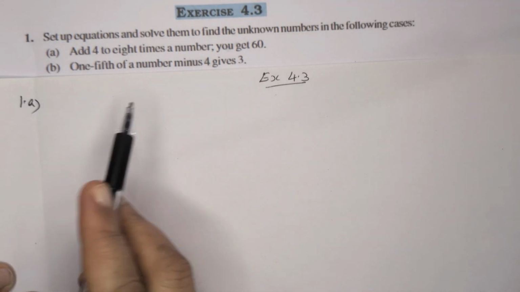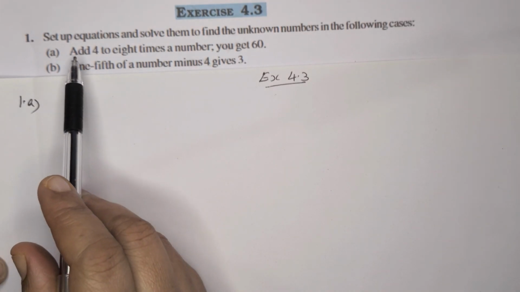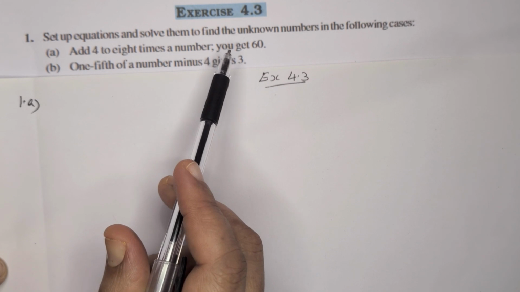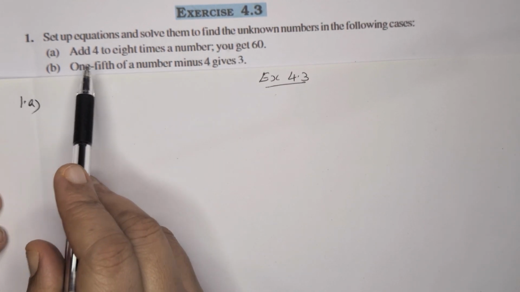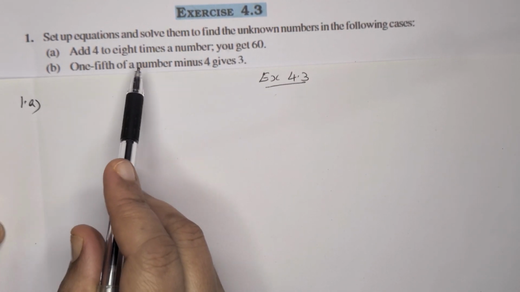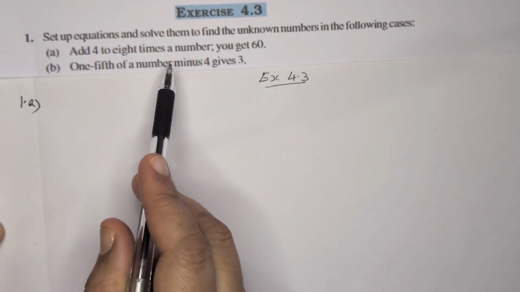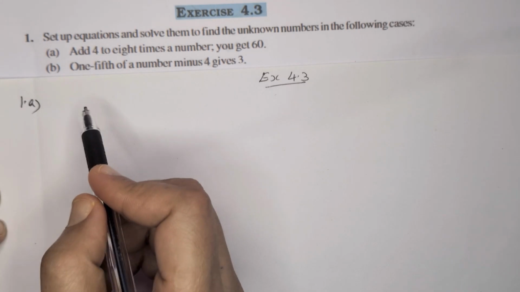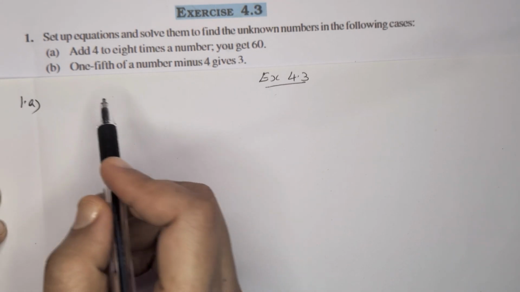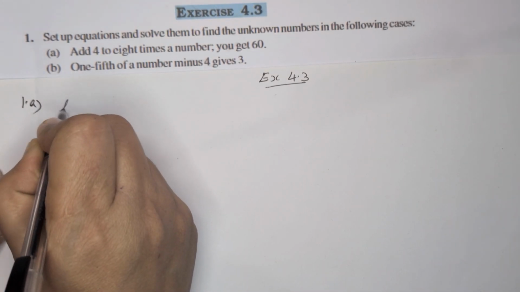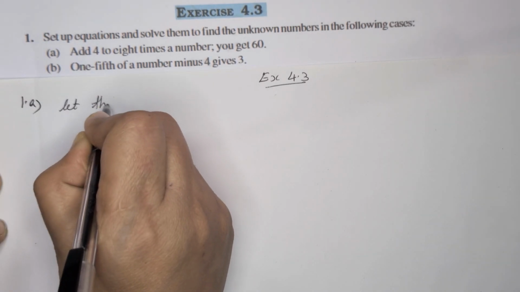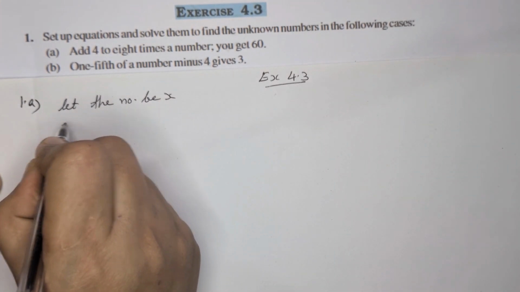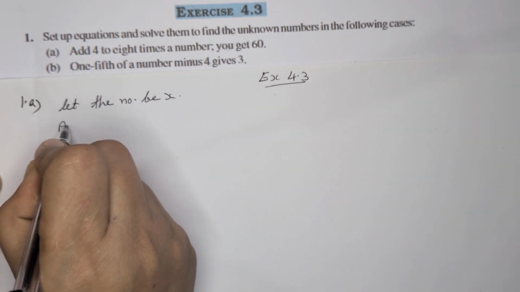Exercise 4.3. First question. Set up equations and solve them to find the unknown numbers in the following cases. First one. Add 4 to 8 times a number, you get 60. Number is not given. So we can assume the number as any letter, any variable. So let the number be x.